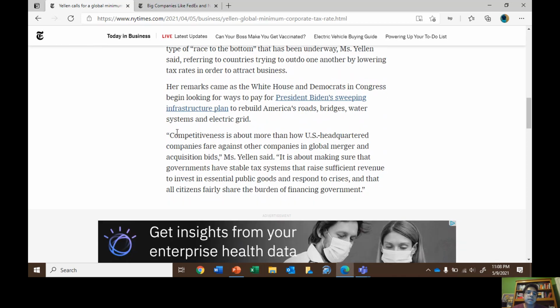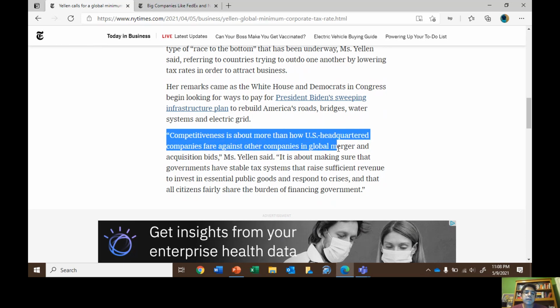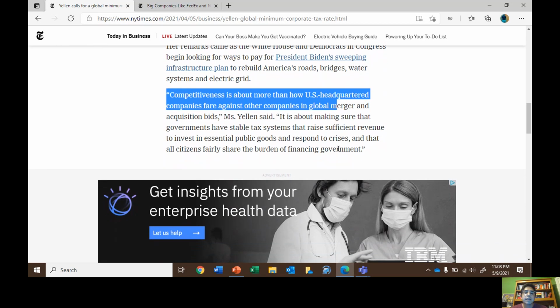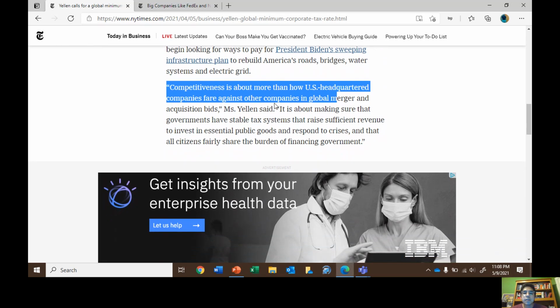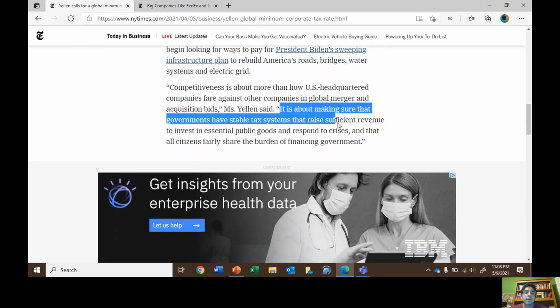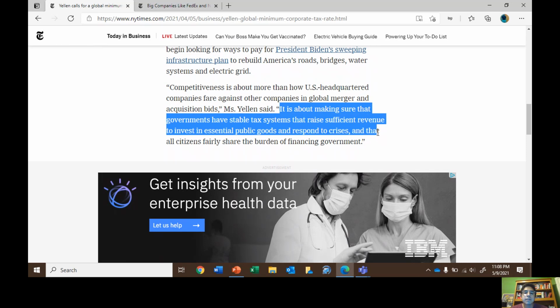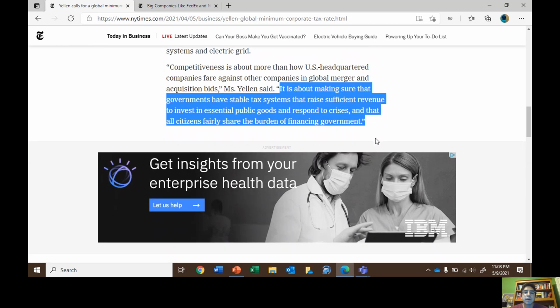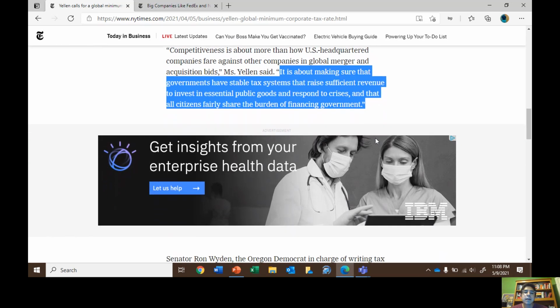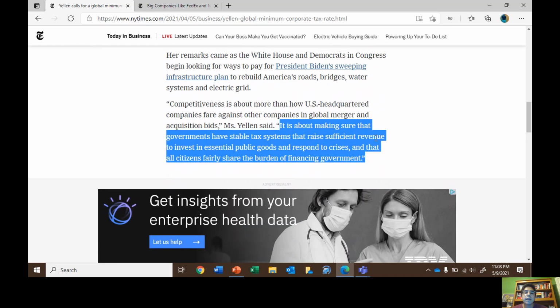And so we can see in Yellen's speech from this New York Times report, she says competitiveness is about more than how US headquartered companies fare against other companies in global merger and acquisition bids. It is about making sure that governments have stable tax systems that raise sufficient revenue to invest in essential public goods and respond to crises, and that all citizens fairly share the burden of financing government. Right, so that's an interesting statement, right?